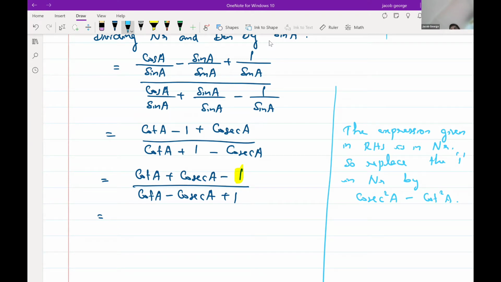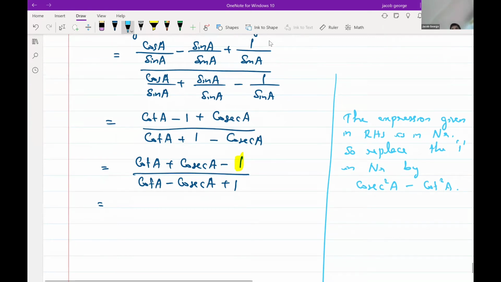Michael, is it clear, that reason? The expression given in RHS is in the numerator. So replace the 1 in the numerator by what formula? Third identity. What is the third identity? It is written here, cosec square A minus cot square A.